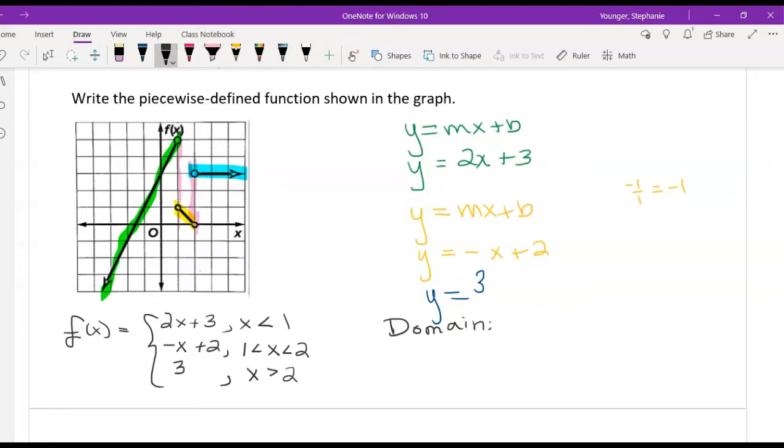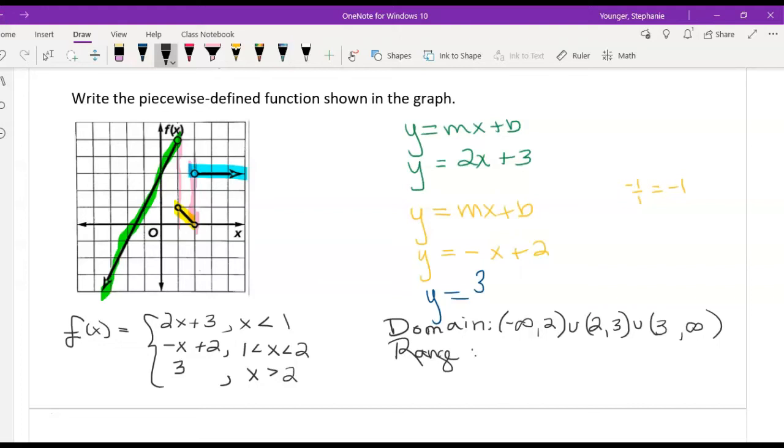So when we take a look at that domain in interval notation, we're going to have to use unions. So we're going from negative infinity all the way up to 2. We can't include 2 because it's an open circle. And then we start back at 2, once again not including it, going to 3. And we don't include that again. And then we start at 3 and go to infinity.